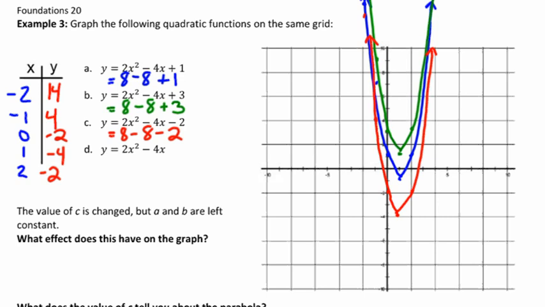And our last one, same x values. Y equals 2x squared minus 4x. And so if you don't see a c value here, it's really plus 0, right? If there's ever nothing there, it's not that it does not exist, it's just a 0. So negative 2 squared is 4 times 2 is 8. Plus 8 plus 0 is 16.